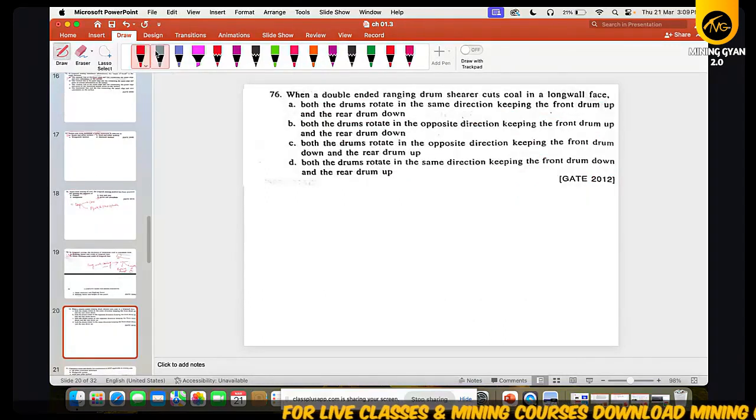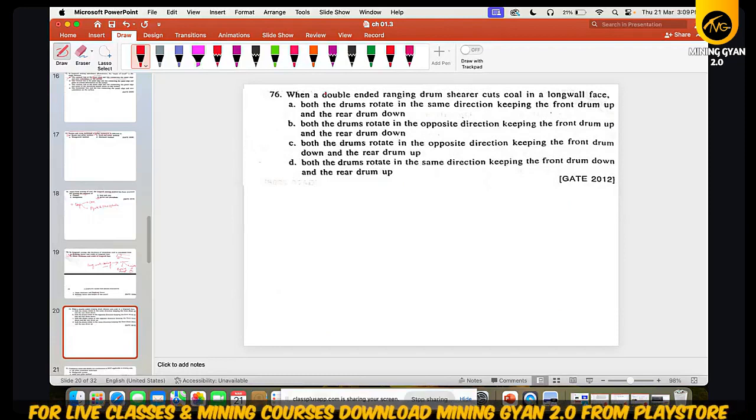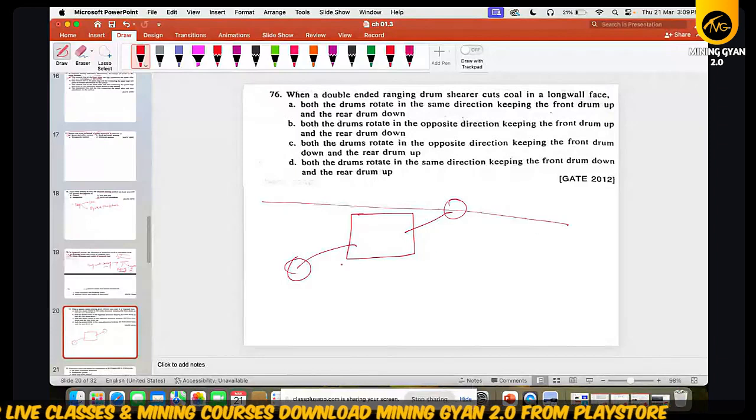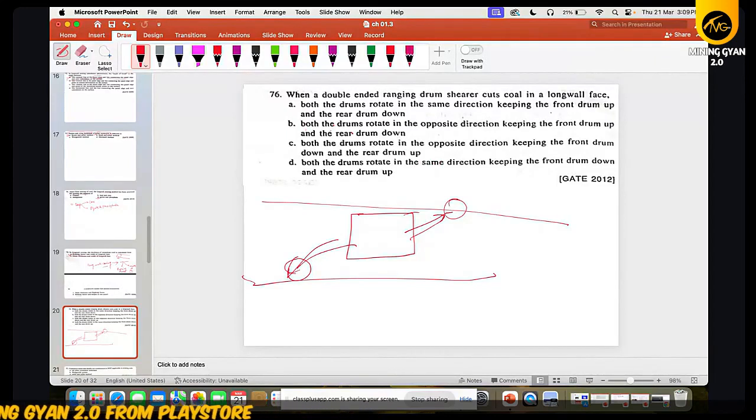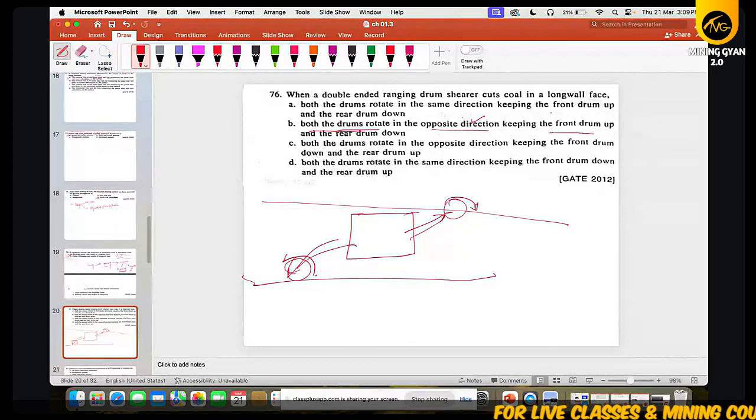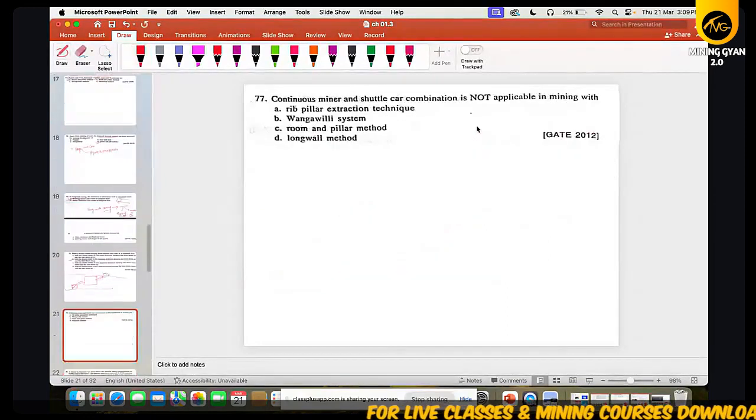Third option. When a double-ended ranging drum, everybody knows double ranging means one drum is on top and the second is at the bottom. So when it cuts your face, the first one will be on the upper side and the second one on the bottom side. Both drums rotate in the opposite direction, keeping the front drum up and the rear drum down. 77.